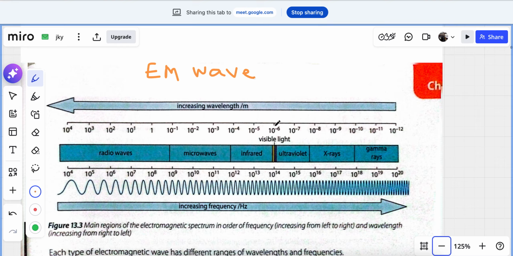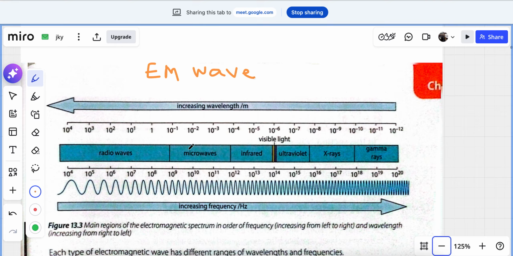We're describing the wavelength now. Then from 10 to the power of negative 4 to 10 to the power of negative 1, which is 0.1, you have the wavelength of the microwave. Then from 10 to the power of negative 1 to 10 to the power of 4, meaning 10,000, you have the wavelength of the radio waves. So you can see the radio has a very big wavelength.